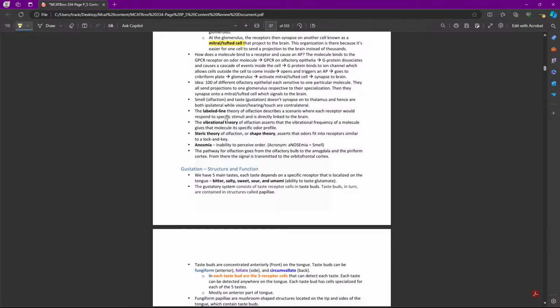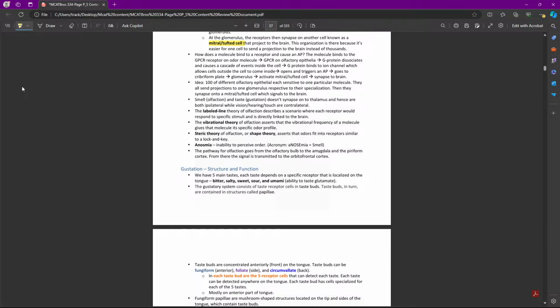Smell and taste don't synapse on the thalamus, and they're both ipsilateral, while vision and hearing are contralateral. That makes sense. Ipsilateral means they're on the same side, and if we're experiencing both smell and taste at the same time, they should be on the same side. Vision, hearing and touch can occur at different times, so they don't have to be linked together. And I was right about smell and taste not using the thalamus earlier.